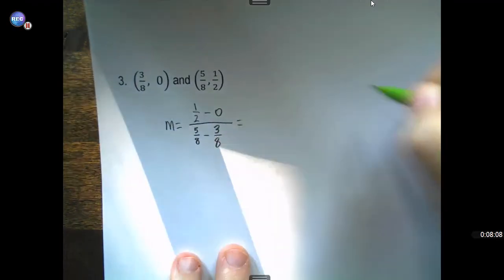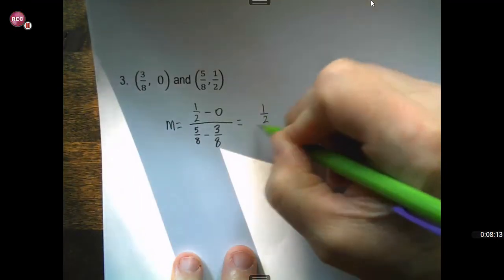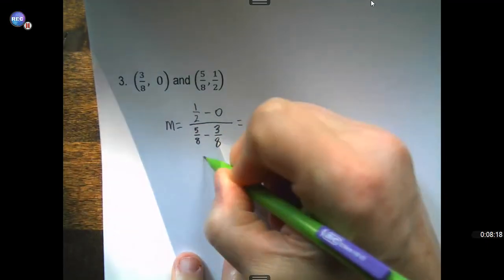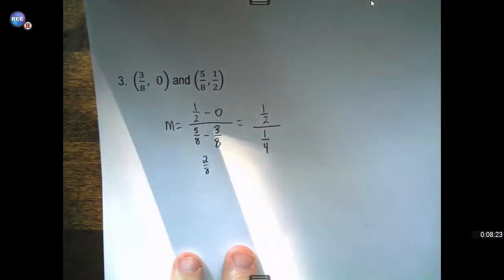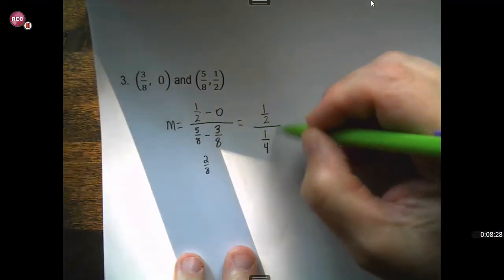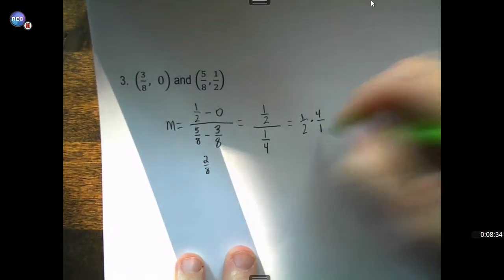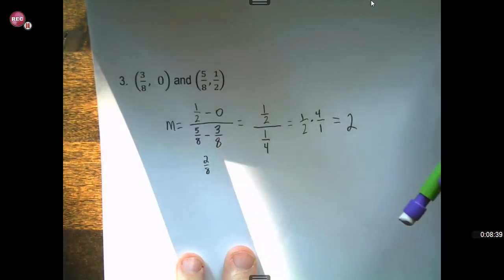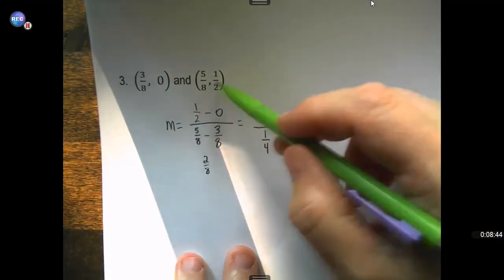And we're going to do some simplifying here. The 1/2 minus 0 is 1/2. 5/8 minus 3/8 is 2/8. 2/8 reduces to 1/4. And we've talked about dividing fractions. Dividing by this fraction is the same as multiplying by its reciprocal. And now when I simplify that, I get, here we go. The slope of that line that connects those points is 2.